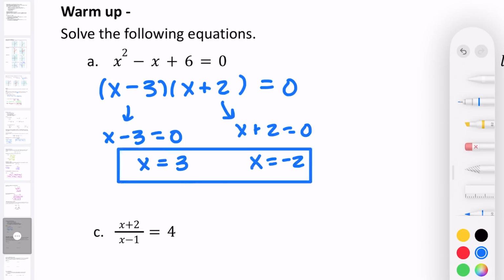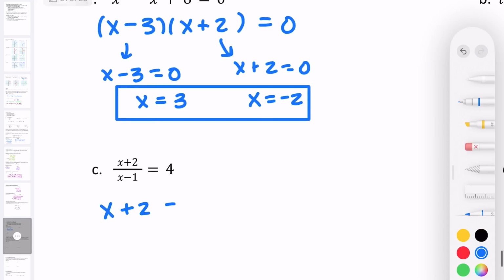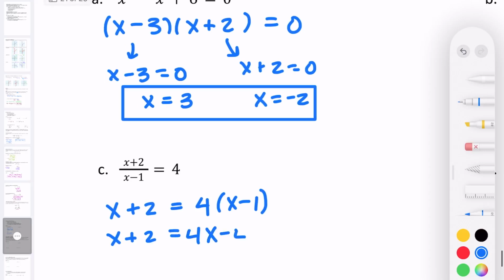I'm just going to slide down here and do C, and then I'll move over to B. So here we have a rational equation. I'll go ahead and multiply the denominator over on the other side and simplify. And now I'm just going to go ahead and solve, and I get an answer of x equals 2.